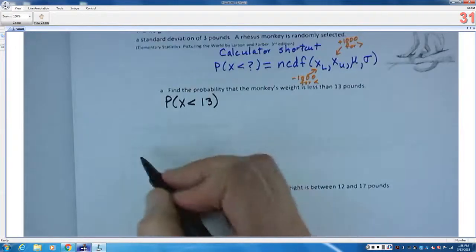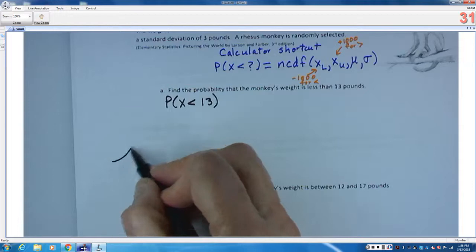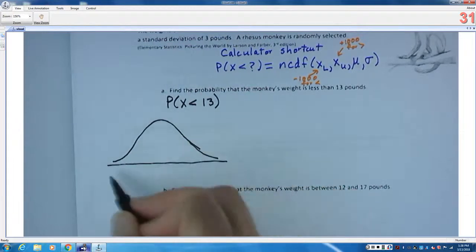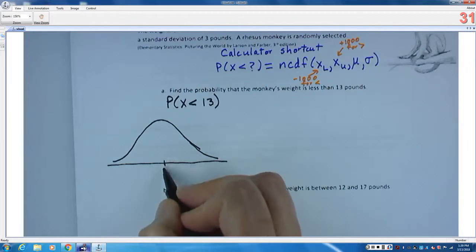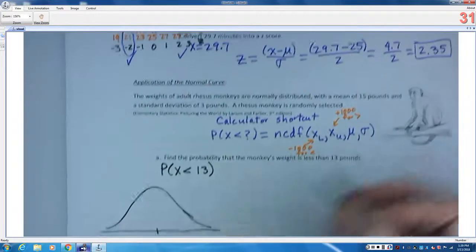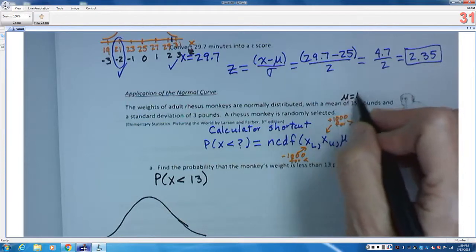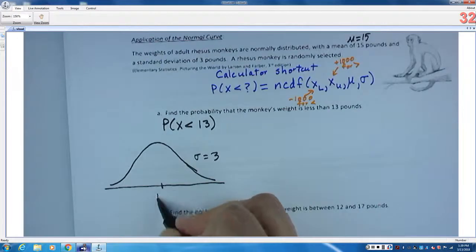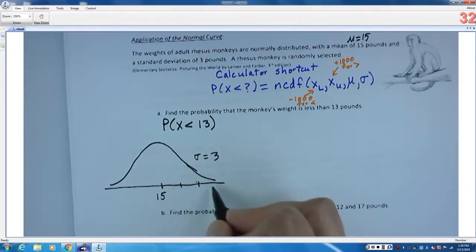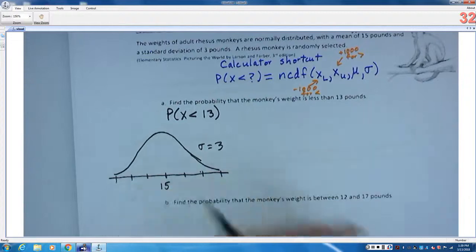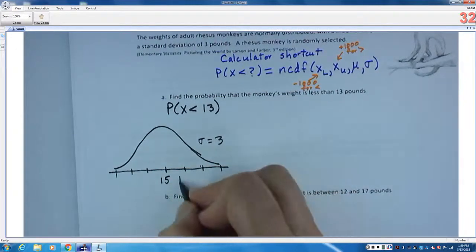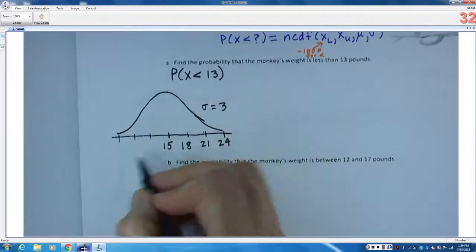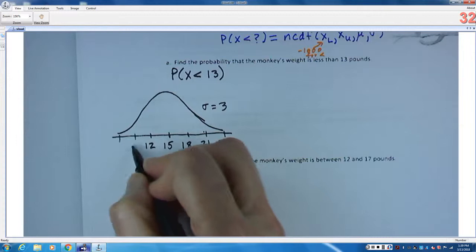We need to draw the picture. The probability notation, drawing the normal curve. If we're going to use the shortcut, we're not going to write Z down here. We're going to put in the mean of the monkey's weight, which is 15, and the standard deviation is 3. So we start with 15, we make about 3 marks each way. Add 3 going up, because we add the standard deviation going up. We subtract 3 going down: 12, 9, 6.